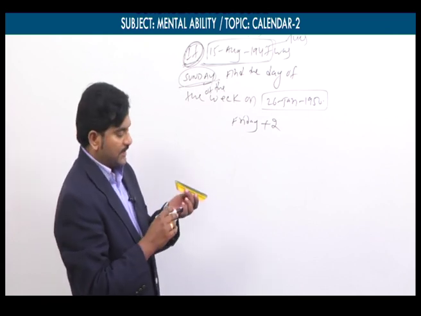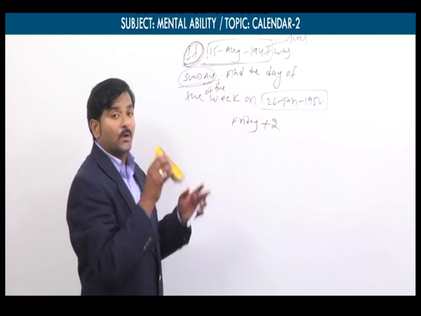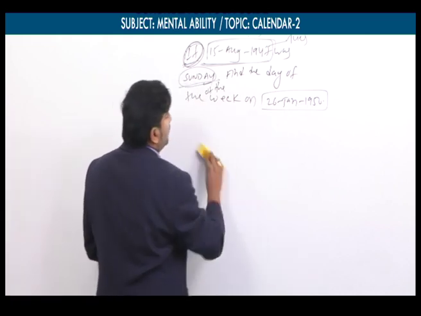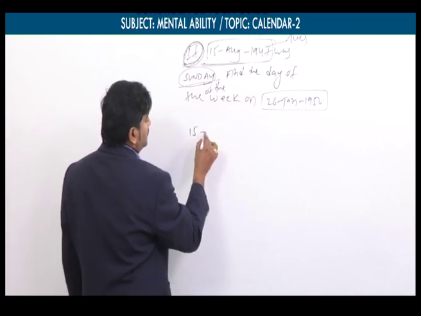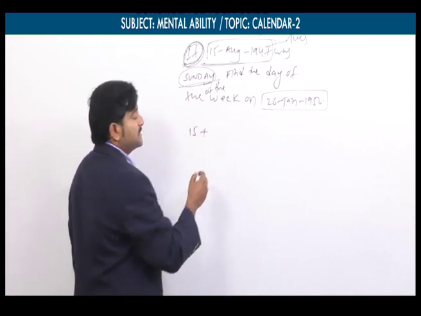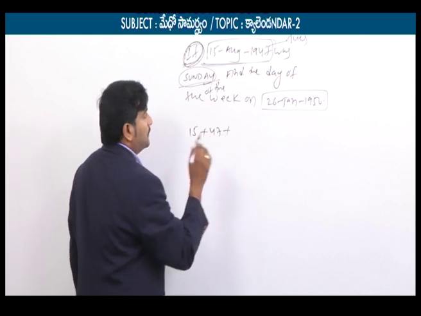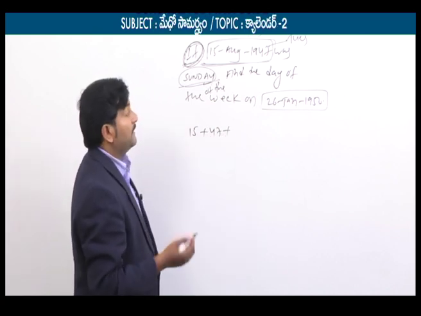Okay. Now instead of discussing orally, we will put pen to paper. Okay. Everybody, let's start doing this. Date is how much given? 15th. Okay. No issue. How many years is given? 47 years. Okay. No issue. And how many leap years are there?